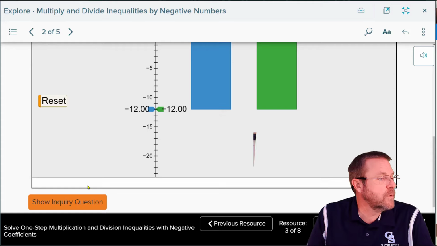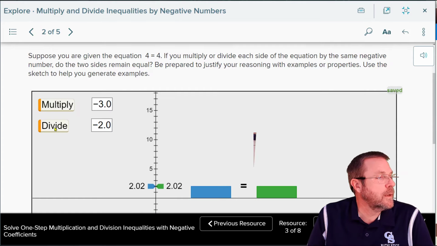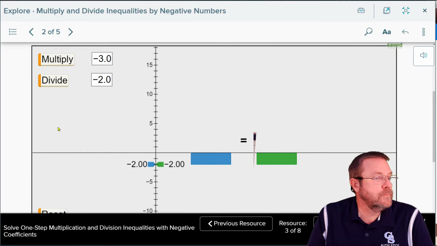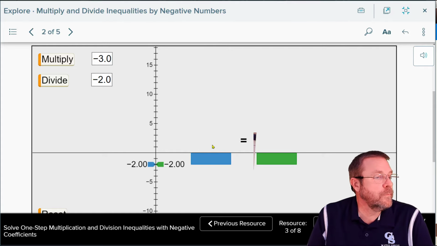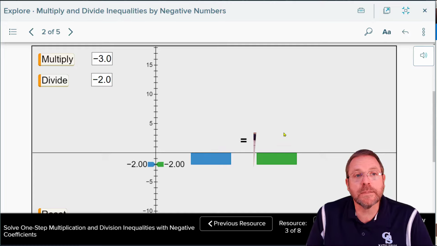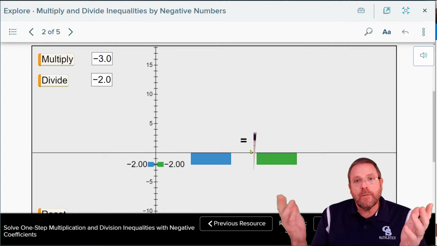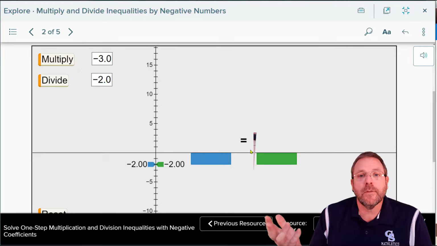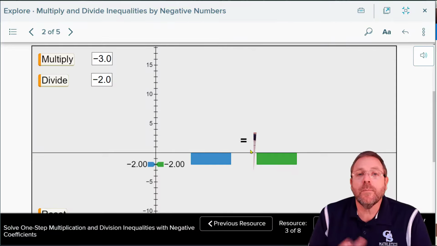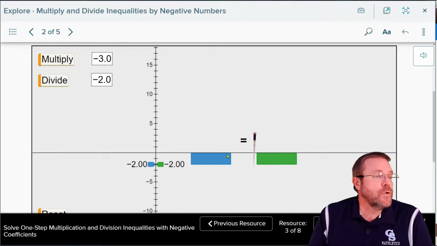So if I was to reset that, and I was to divide it by negative 2, the sign stays the same. Well, I say the sign, that means the equal sign right here stays the same. But everything else, those two things became negatives when they were positive. When you do whatever you do to one side of the equation, it gives you the exact same thing on the other side. However, with an inequality, if you're dividing or multiplying both sides by a negative, you're going to flip the sign. So where we had positives, now we're going to have negatives.